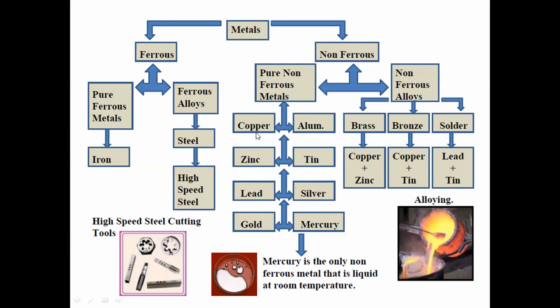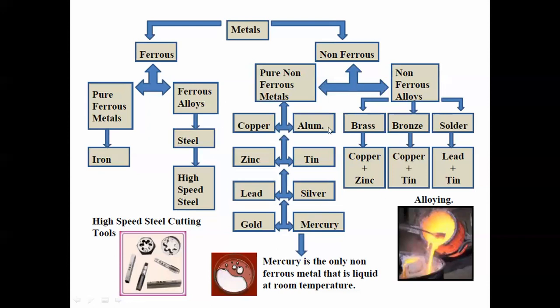Under the non-ferrous metals, these are just pure metals. We have copper, aluminum, which are the ones used in industry mainly, then zinc, tin, lead, silver, gold, and mercury. One interesting thing about mercury is that it's the only non-ferrous metal that is liquid at room temperature. That's why you find it in old thermometers, which are no longer environmentally friendly, so we've moved away from mercury thermometers.